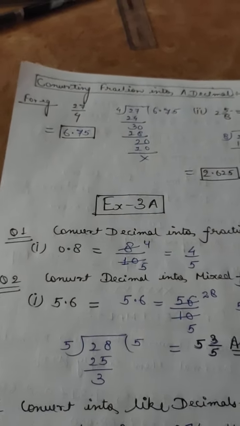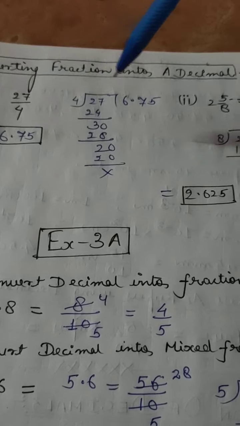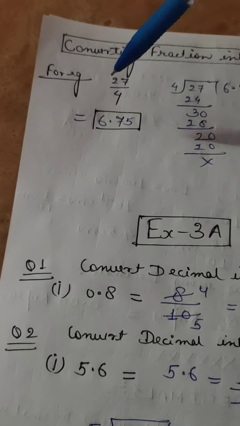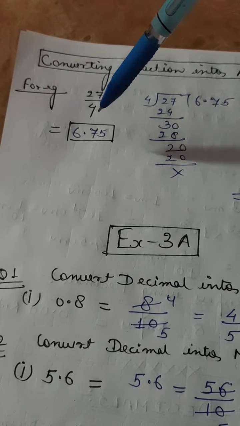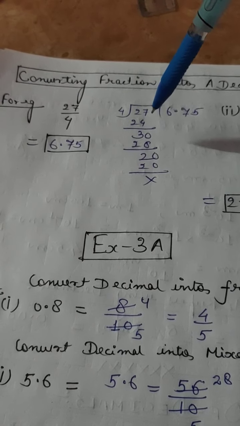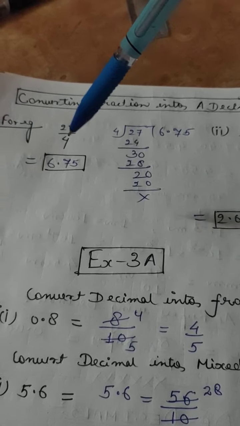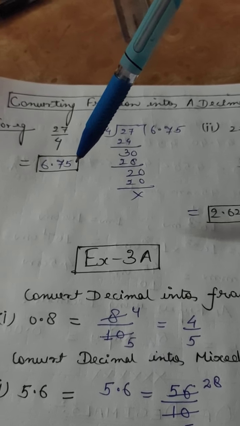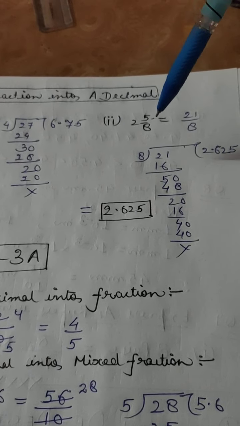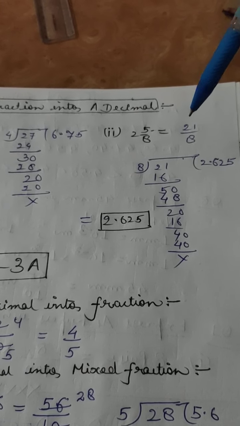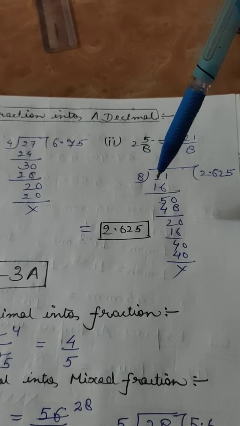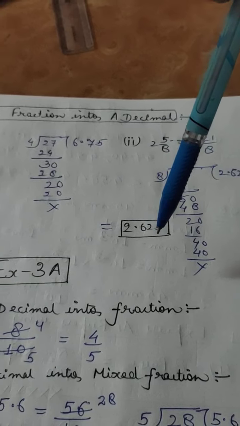Next is converting the fraction into a decimal. You have been given a fraction and you have to convert it into a decimal. What you have to do? Simply divide it. You will get a decimal answer. So after dividing you will get 6.75 as the result. Similarly here a mixed fraction is given. First the mixed fraction is converted into a fraction and then normal division is performed. You will get the result.